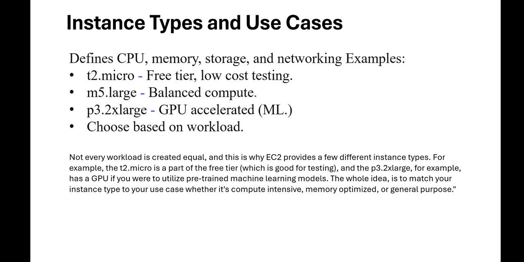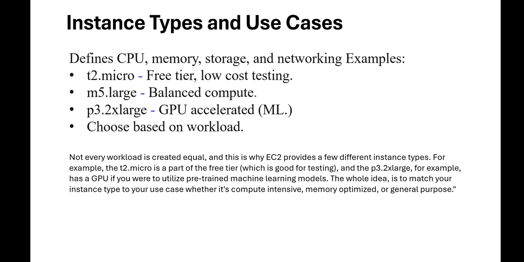And next one is instance types and use cases. They define CPU, memory, storage, and networking. Examples: T2 micro for low-cost testing, M5 large for balanced compute, and P3 2xlarge for GPU-accelerated work like machine learning. Choose based on the workload.